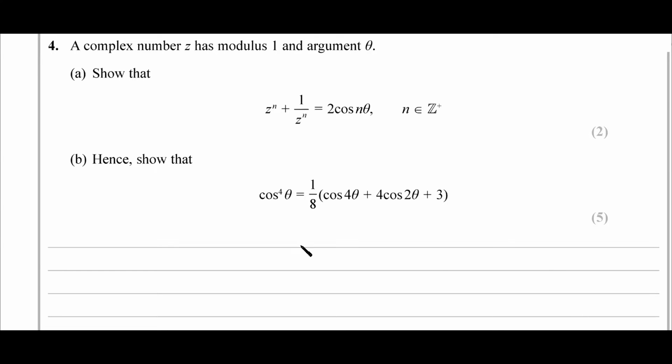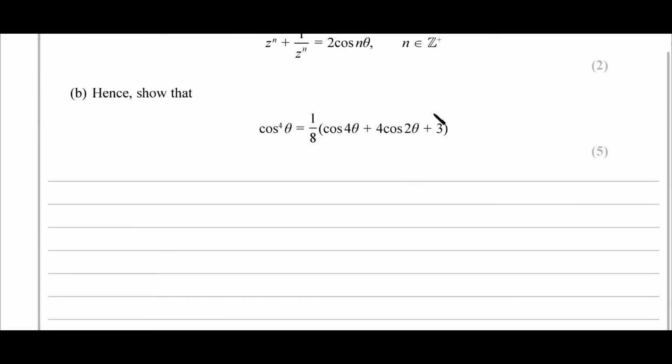Question number 4. A complex number z has modulus 1 and argument theta. For part A, we have to show that z to the power of n plus 1 over z to the power of n is equal to 2 cos n theta, where n is a positive integer.